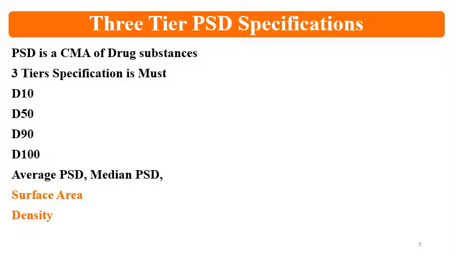Three-tier specification for PSD is a must, and three tiers means you should give the three specifications for D10, D50, and D90. Sometimes a D100 specification is also given. The D100 means 100% of the particles are below the specified range or within the specified limits. Then average PSD and median PSD are also given.